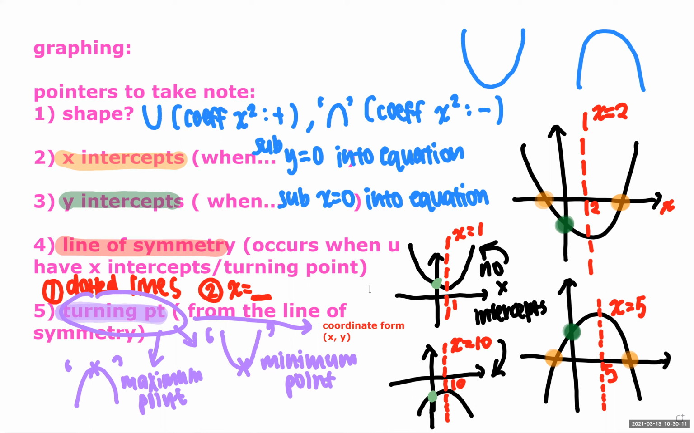Okay. So next time I'll go more in depth on how to find the line of symmetry. Maybe later I will do it, but right now I'm going to do the turning point first. So the turning point is in the coordinate form of x and y, right? For example, I'm going to do the one in purple. Can you see the turning point is this part here? Does it occur on the line of symmetry? Yes. So remember, turning point is always in a coordinate form.